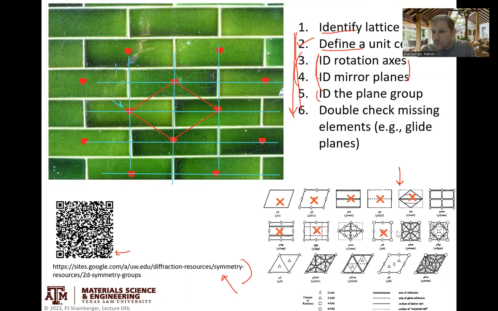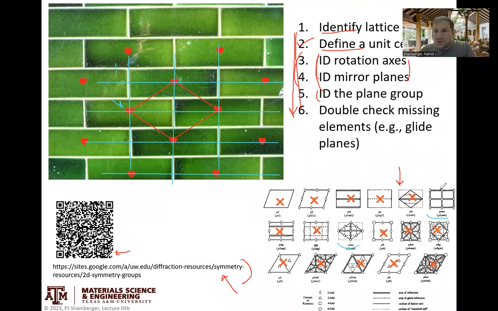I don't see any fourfold rotation axes that would lend itself to squares. I would see things that have that fourfold rotation. I don't see any of those. And I certainly don't see any equilateral triangles or hexagons. So I don't see anything with threefold or sixfold symmetry. And that means I'm already down to just 2 potential plane groups.